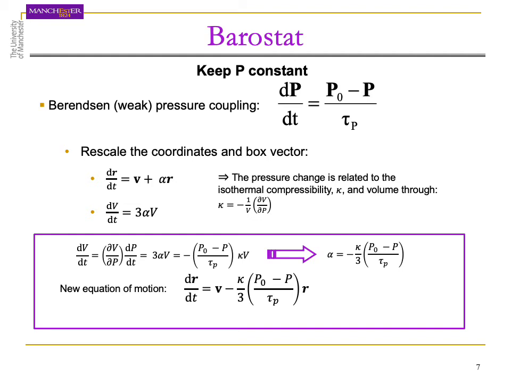This is represented by the equations reported here, which have the same structure as the Berendsen thermostat. So the variation of the pressure during time is given by this linear relation where we have the pressure coupling constant tau subscript p, and when tau subscript p is high we have weaker coupling. If we decrease the value of this parameter, we increase the strength of the coupling.